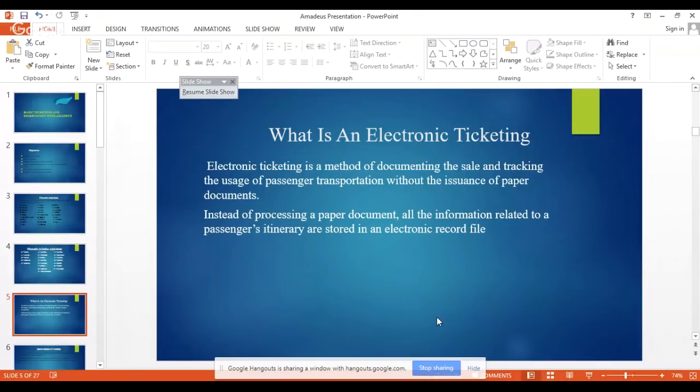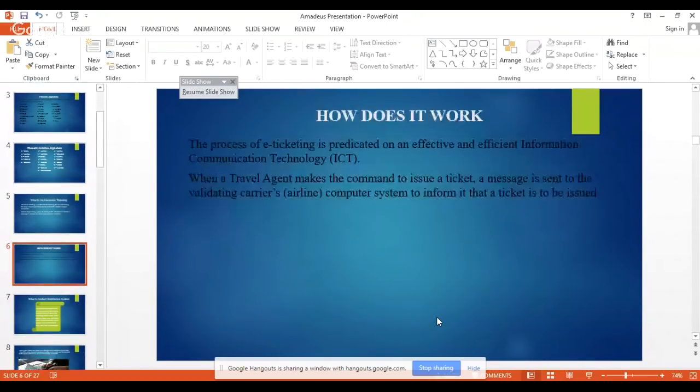Now, we'll talk briefly on electronic ticketing. We need to know what electronic ticketing is. Electronic ticketing is a method of documenting the sale and tracking the usage of passenger transportation without the issuance of paper documents. About 10 to 15 years ago, we used paper documents. Now, instead of processing a paper document, all the information related to a passenger itinerary is stored in an electronic ticket. That is, your passenger doesn't need to go to the airport with a paper document.